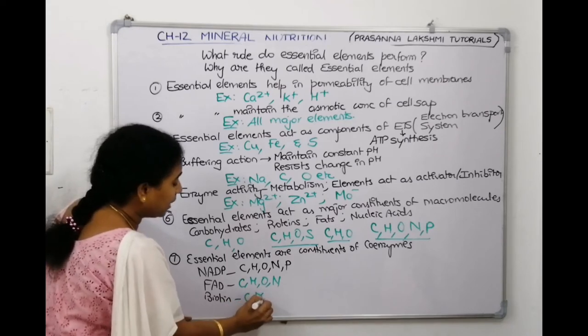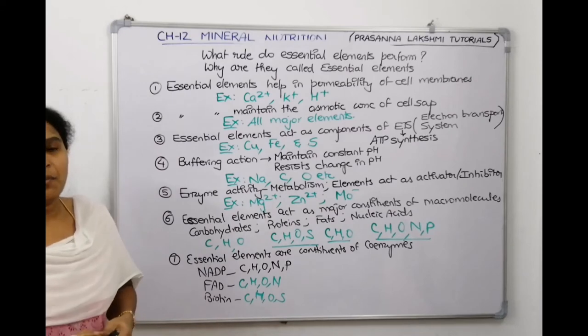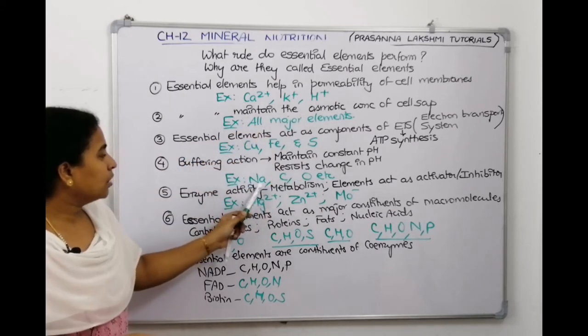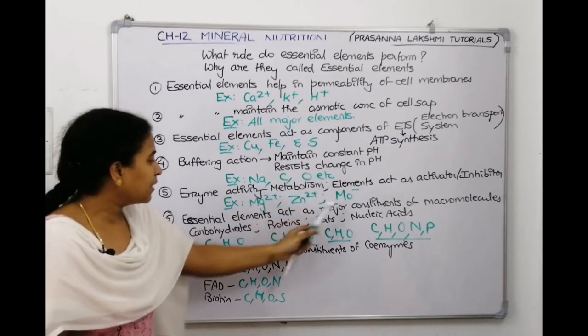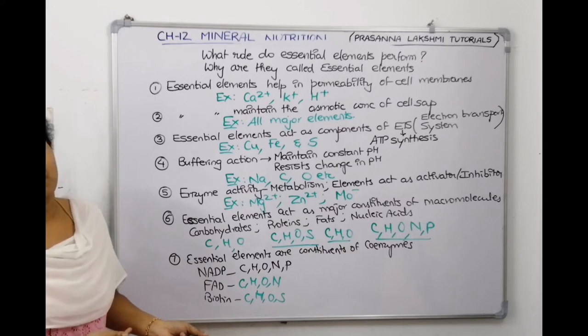Biotin will have carbon, hydrogen, oxygen, and sulfur in its structure. Three elements I wrote here. Among these elements, all are essential elements only, what we have listed.